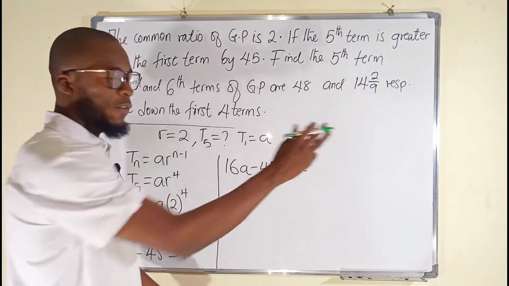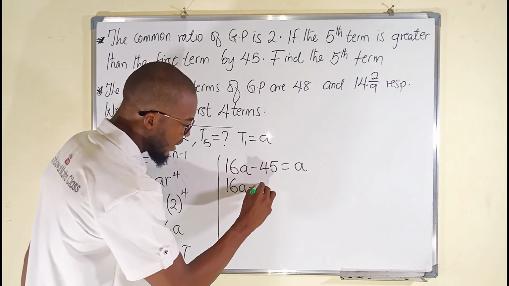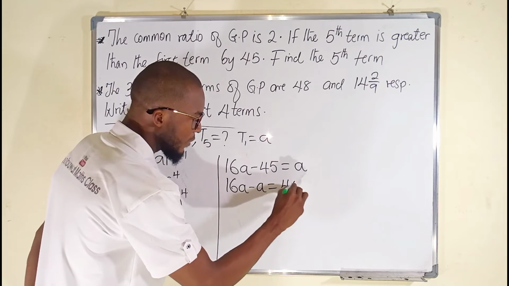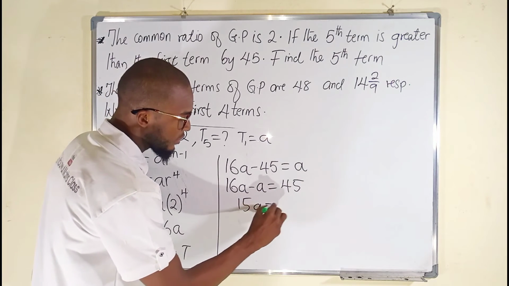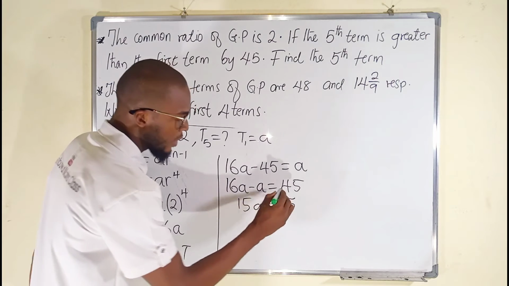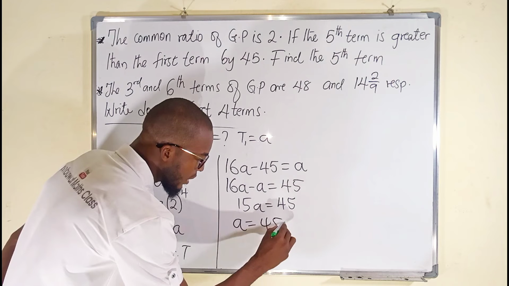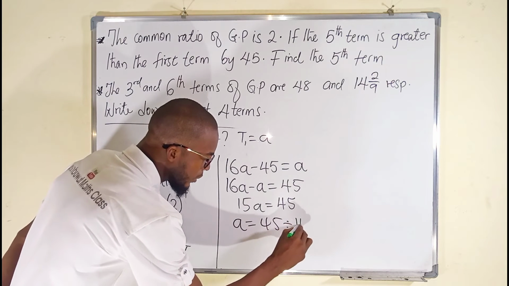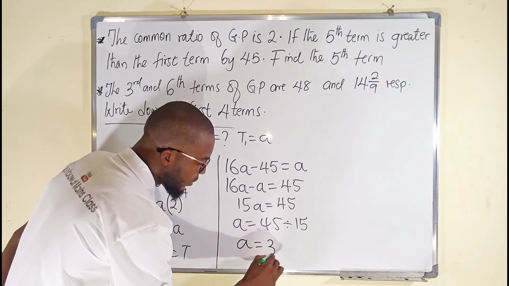Bring this one backward, take 45 to the right. We have 16A minus A equals 45. This is 15A equals 45. Therefore, A will be equal to 45 divided by 15, and A finally is equal to 3.